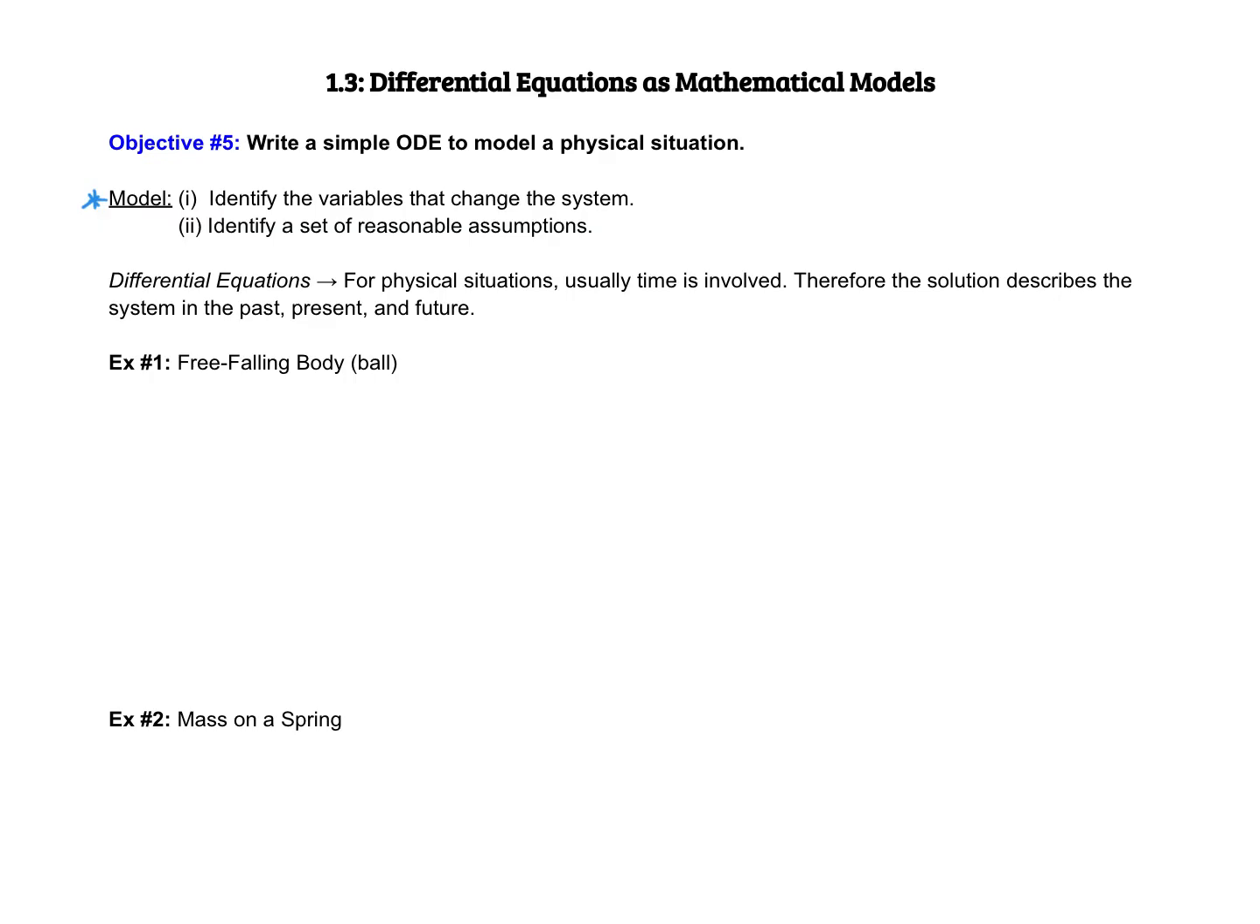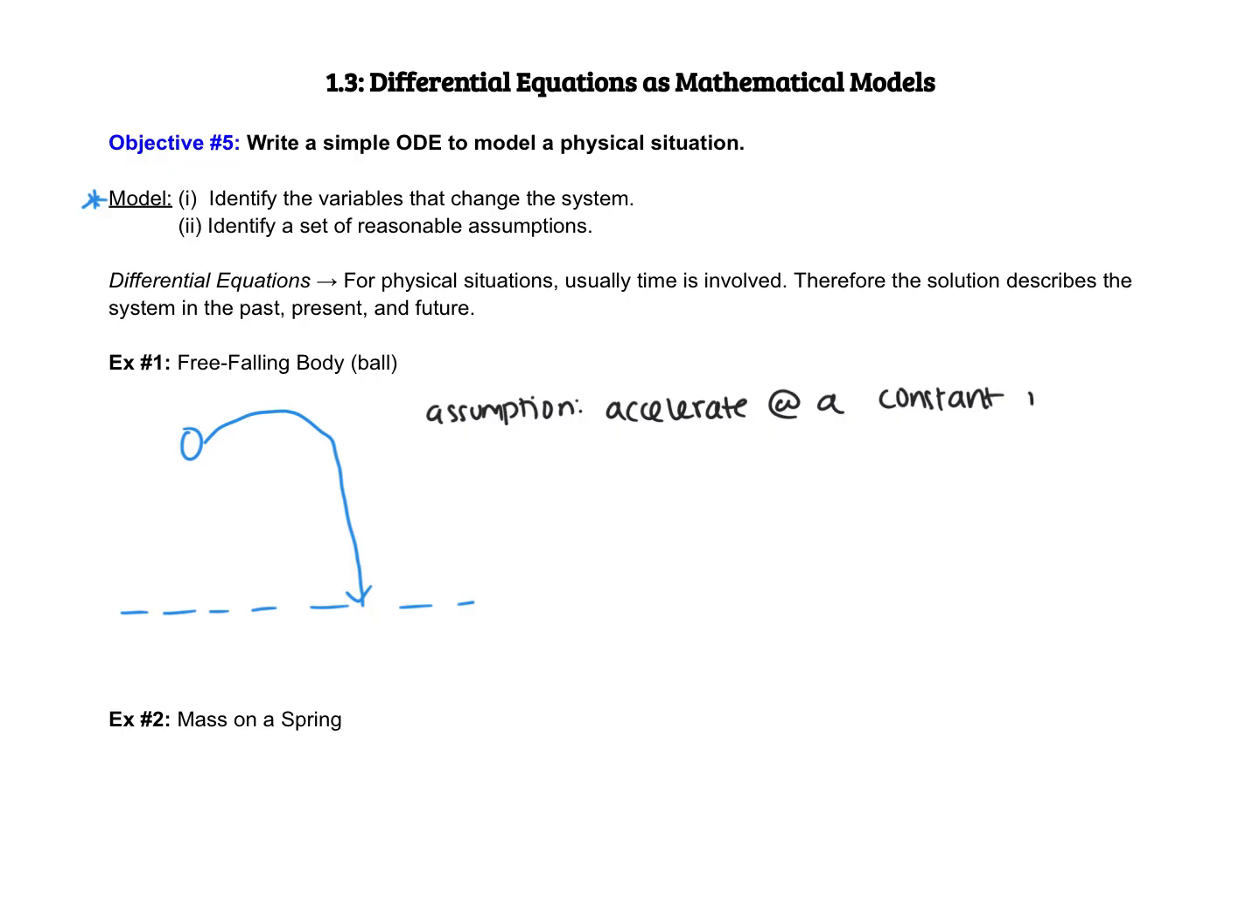A free-falling body, like a ball. So let's say here is our ground. We have some ball that is shot up in the air, and it comes back down to the ground. So that is modeling what is going on. Well, we're going to have to take a look at some assumptions. So our main assumption is that we are accelerating at a constant rate. And we're going to have some initial conditions. As we've seen before, we're going to have the initial height of the ball, and we're also going to have the initial velocity of the ball.